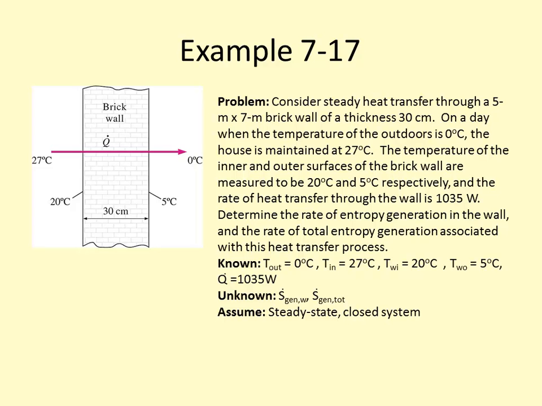And then there's some heat being transferred through this wall. It's a 5 meter by 7 meter wall with a thickness of 30 centimeters. So the question is, if the rate of heat transfer through the wall is 1035 watts, what is the rate of entropy generation in the wall and the rate of total entropy generation associated with that process?